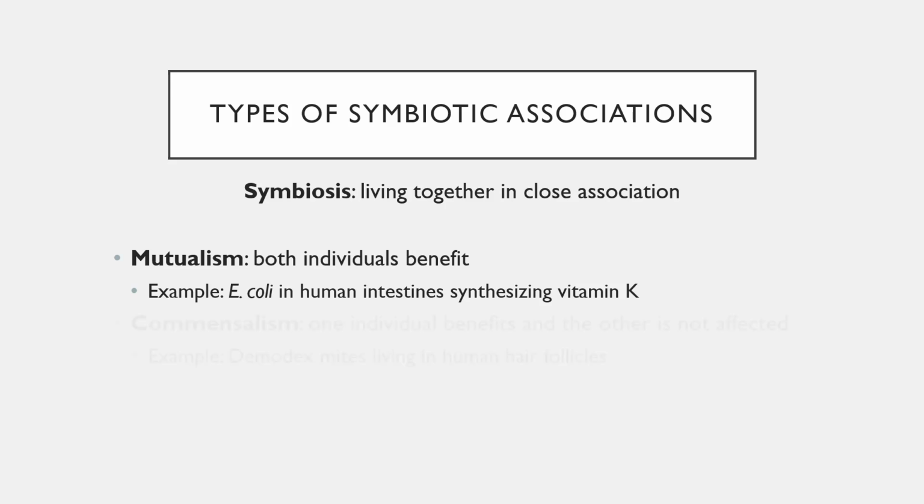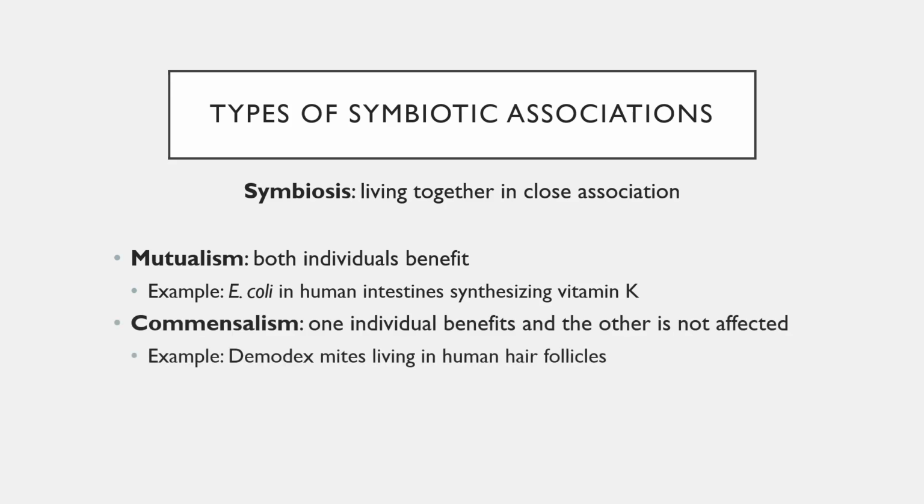There's also commensalism. Commensalism is where one individual benefits and the other one is not affected. So, for example, Demodex mites, which are a microscopic type of insect, live in human hair follicles in a large percentage of people. However, you would never know it because they have no impact on us. In almost all cases, Demodex mites benefit by getting a place to live, and we as their hosts are unaffected.